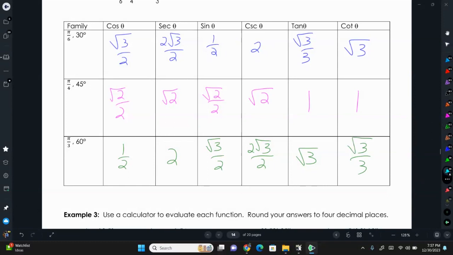So I want to focus on the connections between the pi over 3 and the pi over 6 family. You can see that the cosine of pi over 6 is the sine of pi over 3. So these match up, but the tangents also have that relationship. The tangent of the pi over 6 family is the cotangent of the pi over 3, and vice versa.